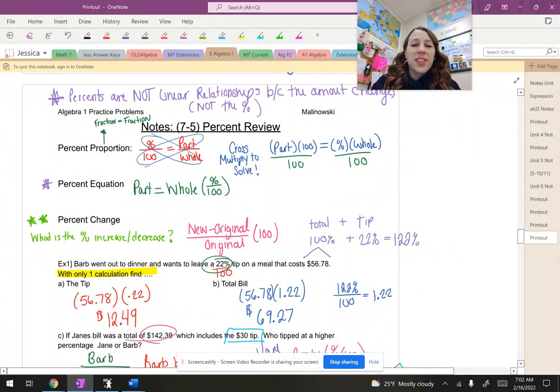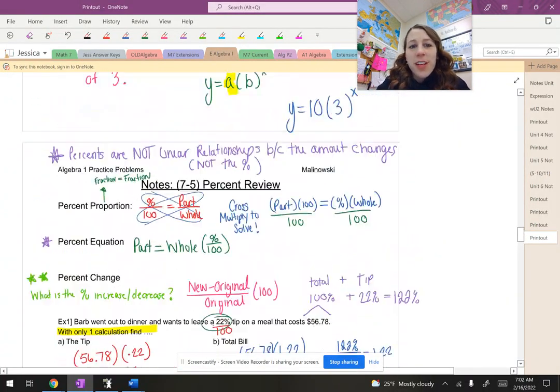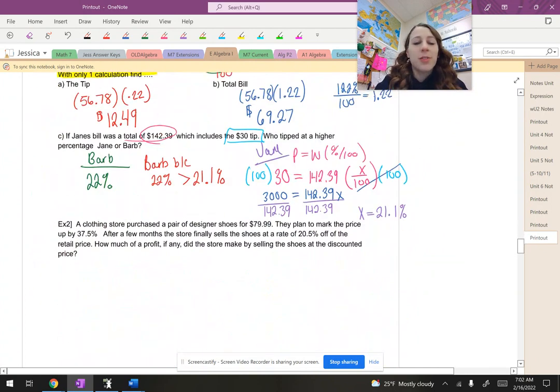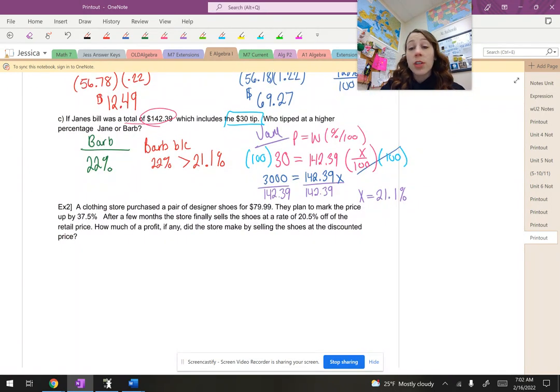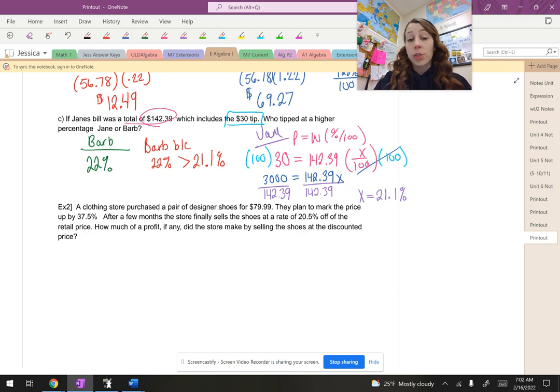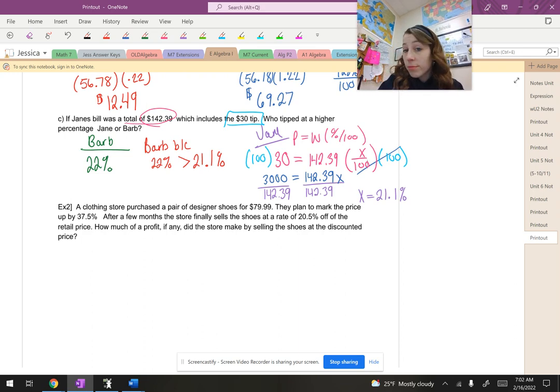Hi, here we are with example number 2 for lesson 7-5 on percentage review. And this is actually a question I would give my 7th graders. They've had problems just like this. So you can do this.